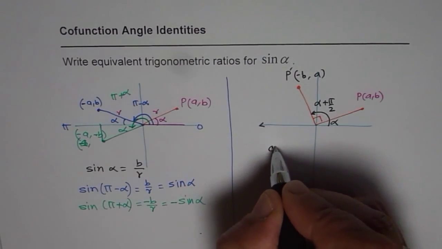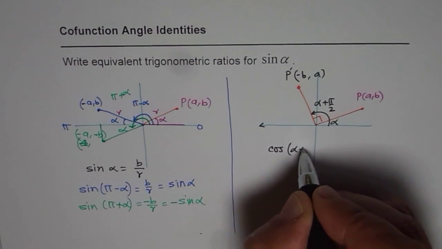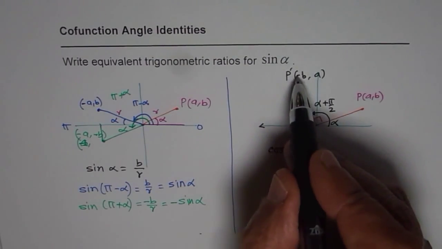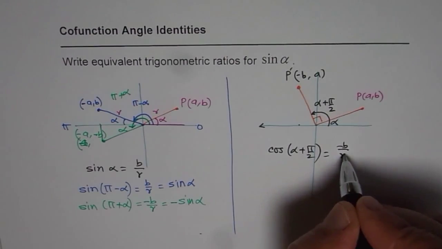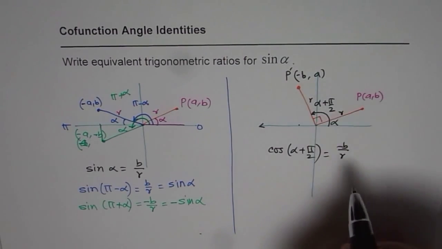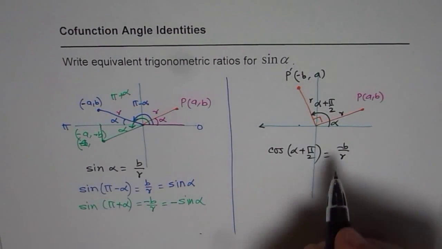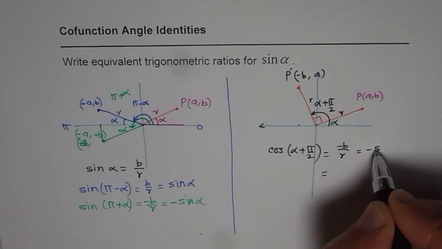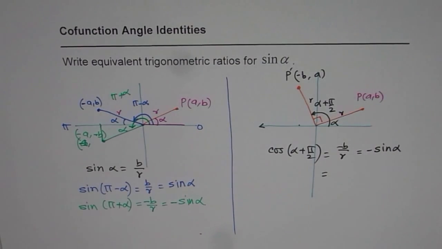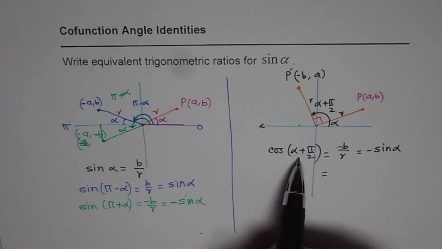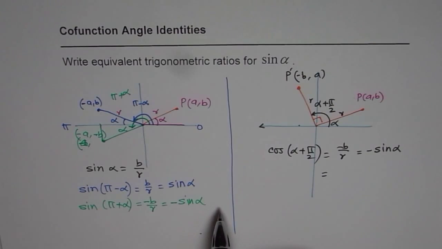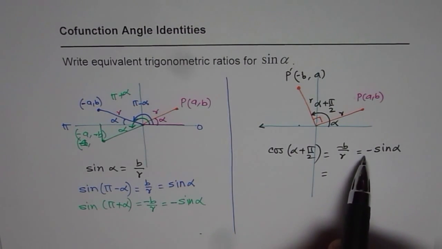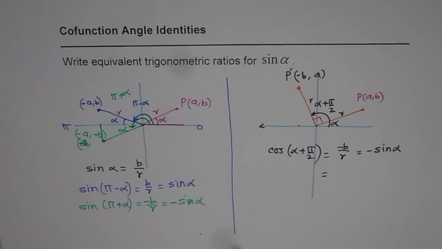So what is cos of alpha plus pi by 2? Cos is adjacent side, which is minus b over r, right? This is r. Now since you know b over r is sine alpha, I could write this as, let me write here itself, minus sine alpha. Do you see? So when you do a rotation of pi by 2 counterclockwise, you get the relation that cos of alpha plus pi by 2 is minus sine alpha, right?